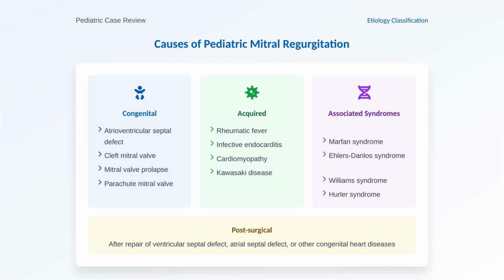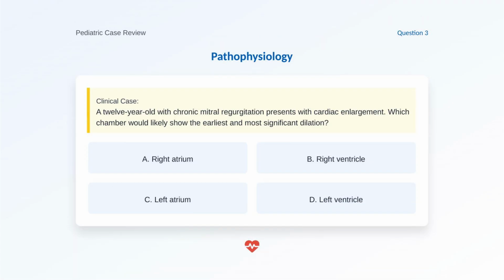Question number 3 explores the pathophysiology of mitral regurgitation. The clinical case describes a 12-year-old child with chronic mitral regurgitation who presents with cardiac enlargement. The question asks which cardiac chamber would likely demonstrate the earliest and most significant dilation. The options are A. Right atrium, B. Right ventricle, C. Left atrium, or D.